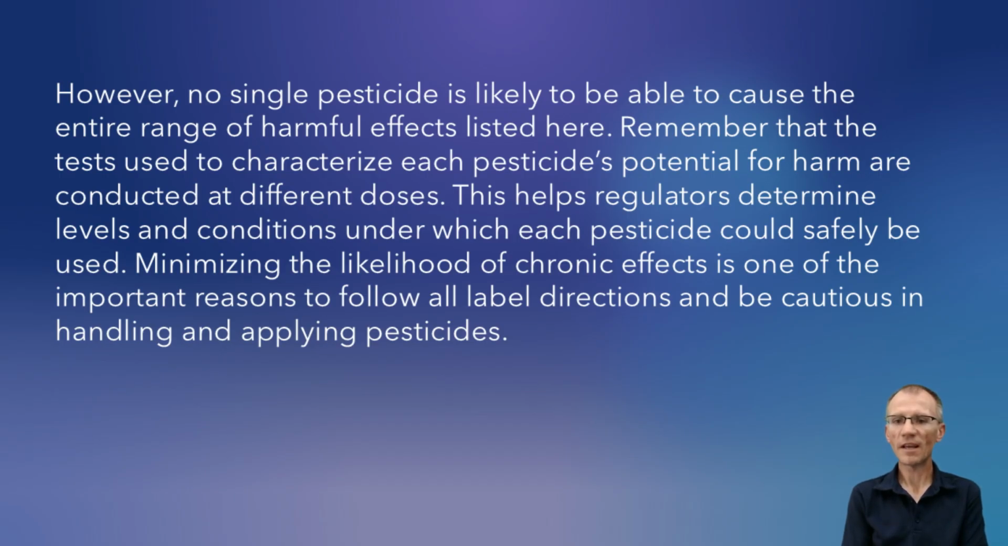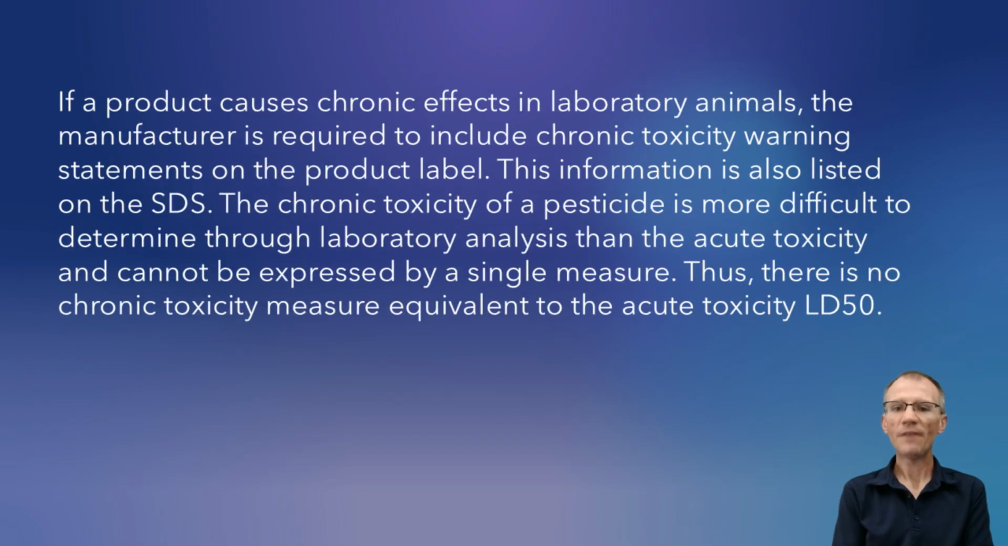Remember that the tests used to characterize each pesticide's potential for harm are conducted at different doses. This helps regulators determine levels and conditions under which each pesticide could be safely used. Minimizing the likelihood of chronic effects is one of the important reasons to follow all label directions and be cautious in handling and applying pesticides. If a product causes chronic effects in laboratory animals, the manufacturer is required to include chronic toxicity warning statements on the product label. This information is also listed on the SDS.